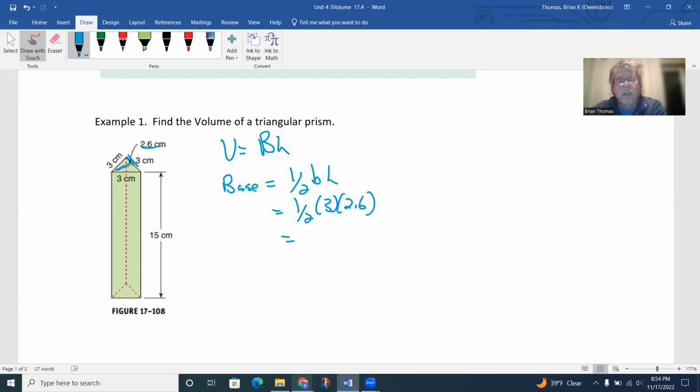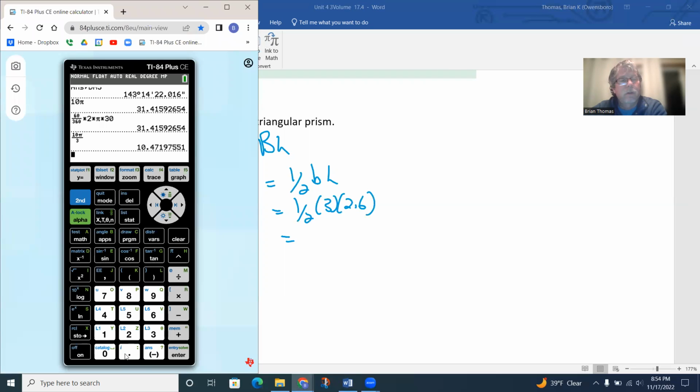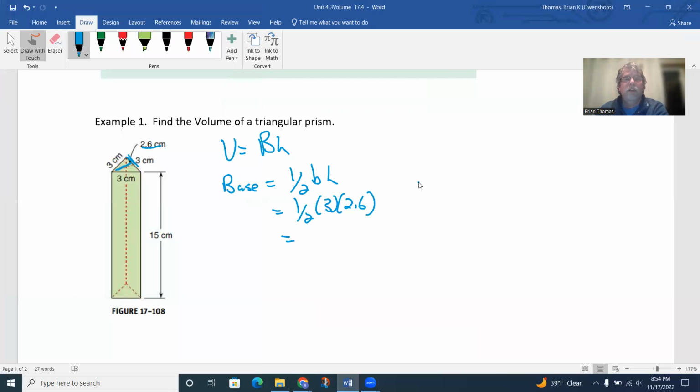So if we use a calculator for that, we have 0.5 times 3 times 2.6. 1/2 is too hard to type in sometimes, so just use 0.5 instead. So we're going to get 3.9 for the base area. So it's going to be 3.9 square centimeters.